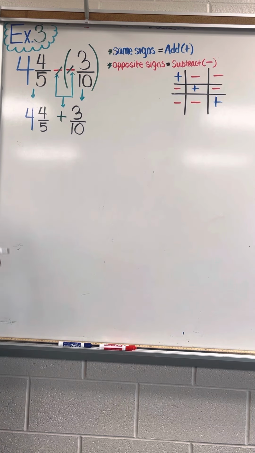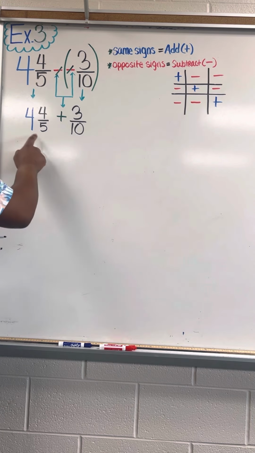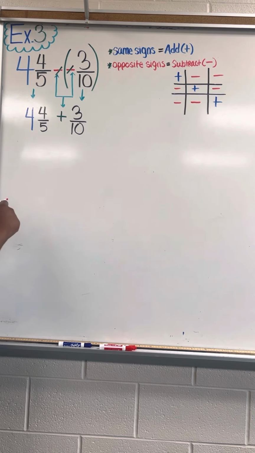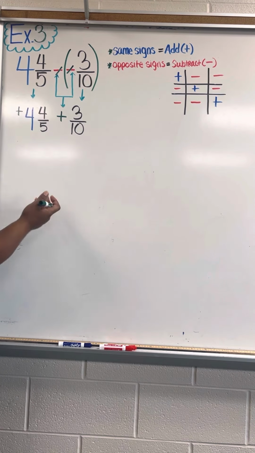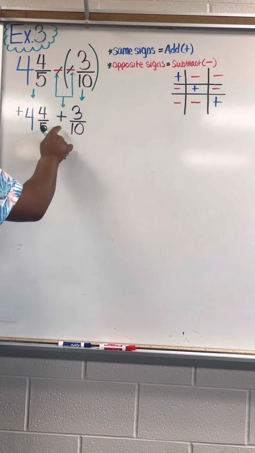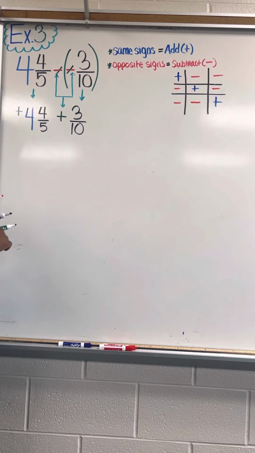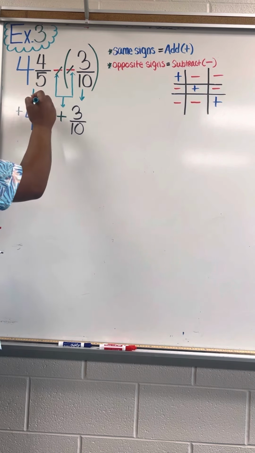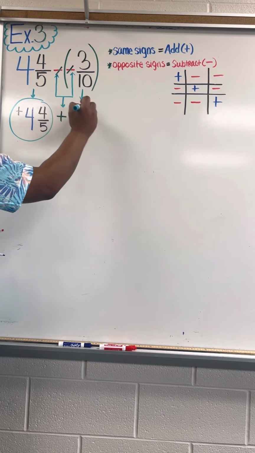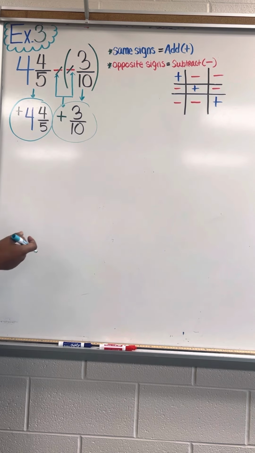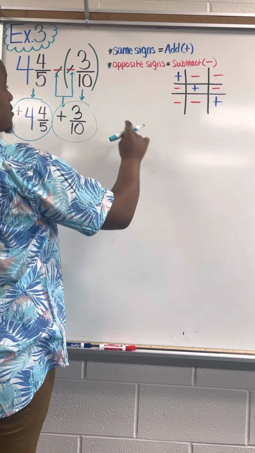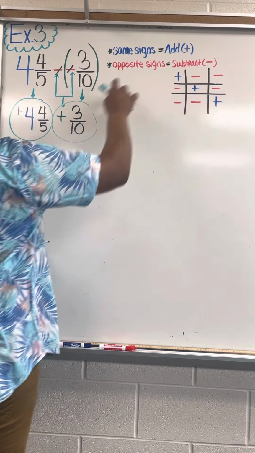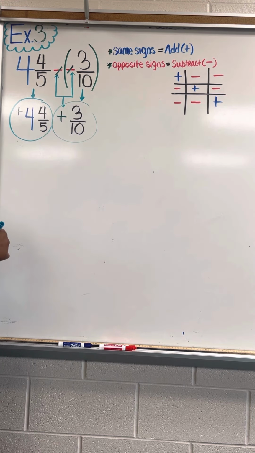So once again, what I need to realize, guys, is the signs associated with each fraction. I automatically know that this 4 4/5 is positive because there's no sign in front of it. So I can go ahead and put a positive sign in front of it, meaning that it's positive. And the sign in front of this 3/10 is a positive sign, right? So as we circle both, we can clearly see that they are both negative. I mean, they are both positive, my bad. They are both positive, meaning that in order for us to solve this, since they have the same sign, we're going to add. Since they're both positive, we're going to add them, okay?